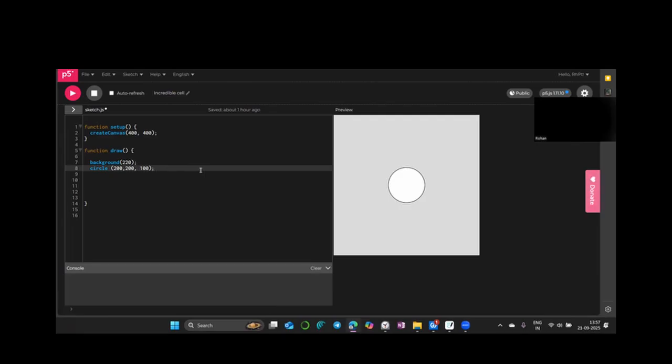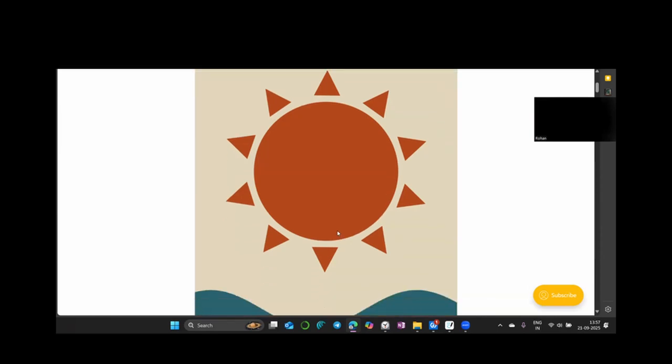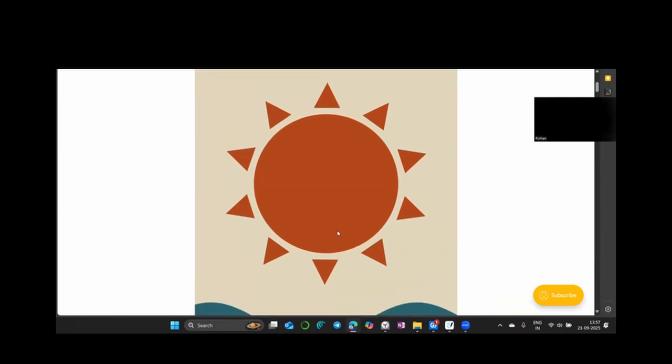Okay. So that's fine. If you look at the reference image, we have created this circle. Of course, we can definitely work on the colors and all the aesthetics of it. But for right now, we'll focus on the overall structure. After that, you can focus on the colors and so on. So the next thing we're going to try to do is create those rays.